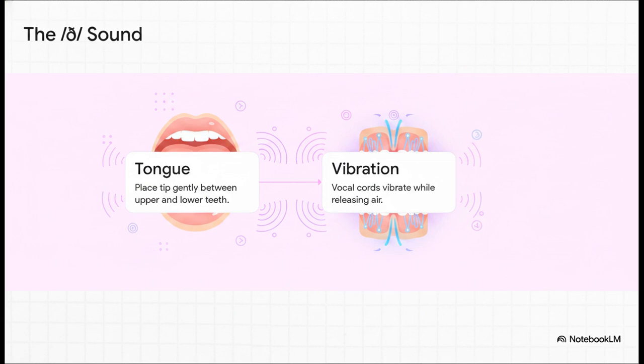Okay, now contrast that with the th sound in the word this. The physical position of your tongue between your teeth, it's exactly the same. But check out step 2. You vibrate the vocal cords while releasing that air. So just that simple vocal cord vibration, turning a voiceless sound into a voiced one, changes the entire phoneme. It's such a tiny mechanical shift, but it has a massive impact on whether or not someone is actually understood.